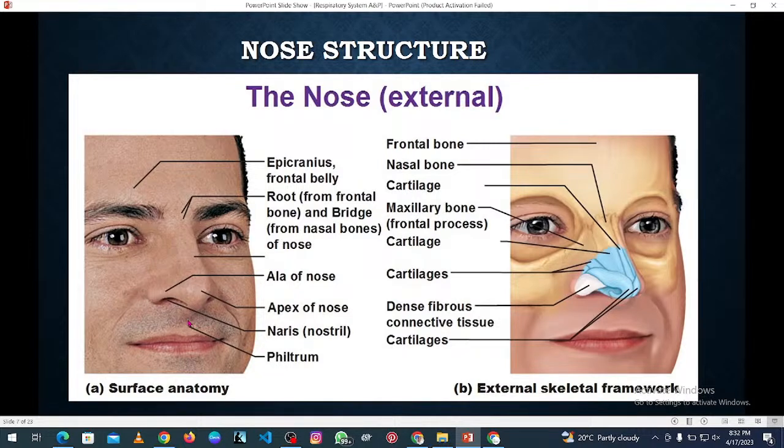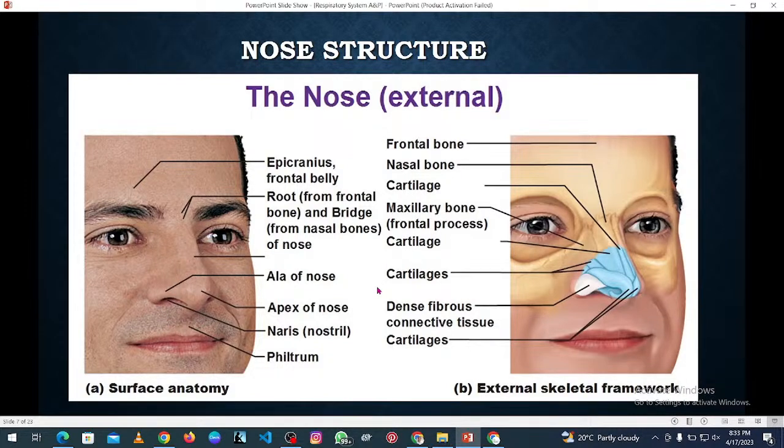And then there's an opening here called the nares. The two are called nares, that is when there are many. Naris when it's one. This opening here is known as the nostril. And then we have the ala of the nose.